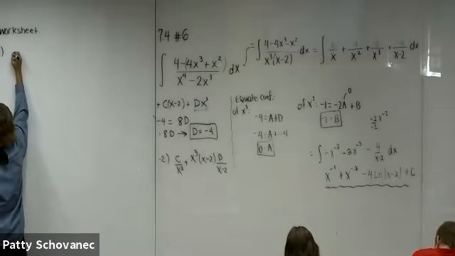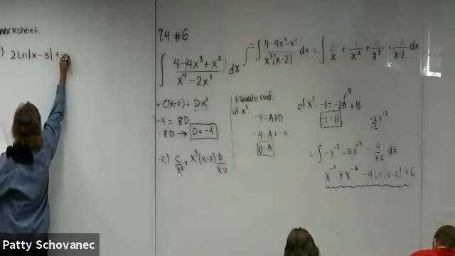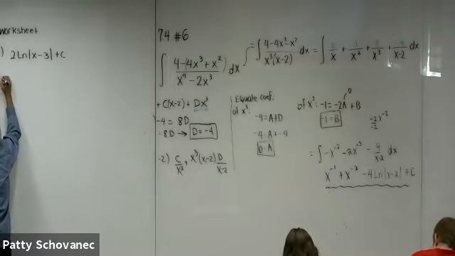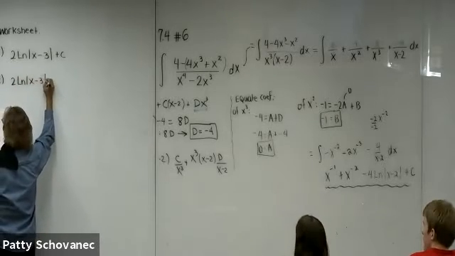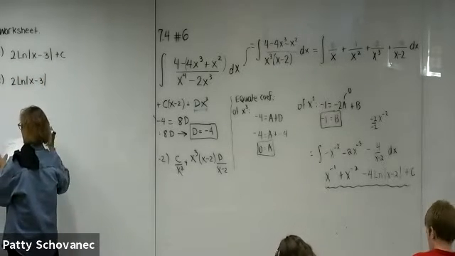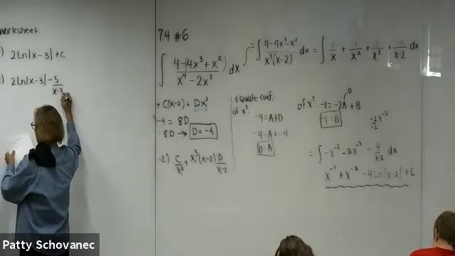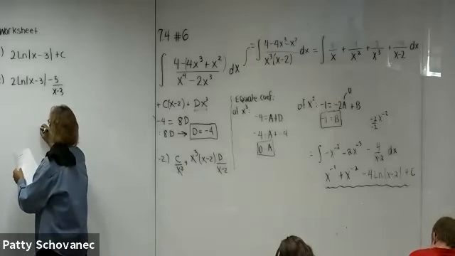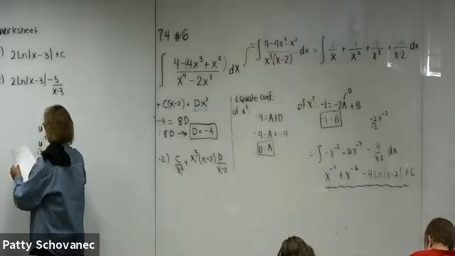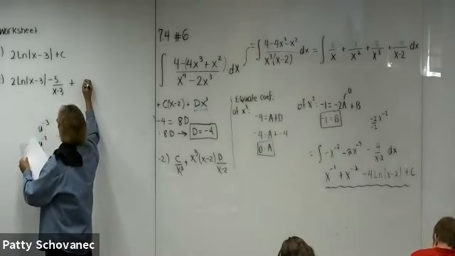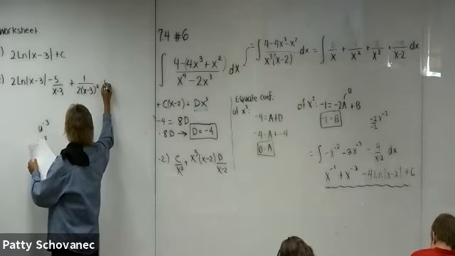Let's see, the first one should just be 2 times the natural log of x minus 3. Second one will be 2 times the natural log of x minus 3. Let's see, that's going to be -5 over x minus 3, plus 1 over 2 times x minus 3 squared.